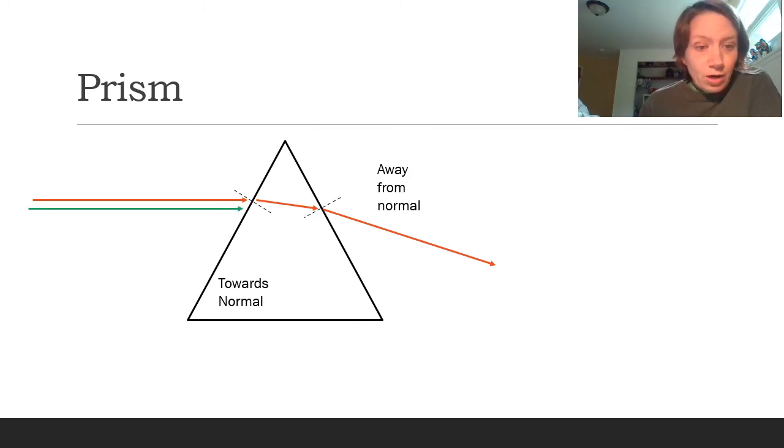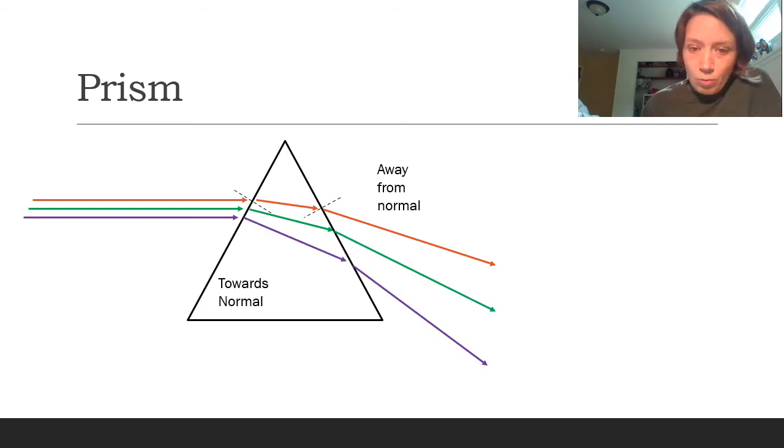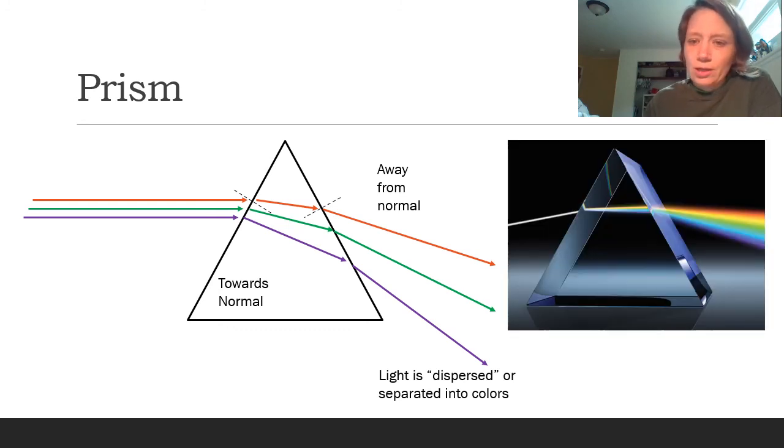Now, if you picked a different color light, like green, it's going to do the same general bends. However, its bends are a little bit more dramatic because it is a higher frequency of light. And purple light is going to bend even more dramatically. So we had this white light coming in, all the colors coming in, and by the time we have passed through the prism, those lights have spread out into different colors. This is called dispersion, or separation into colors.